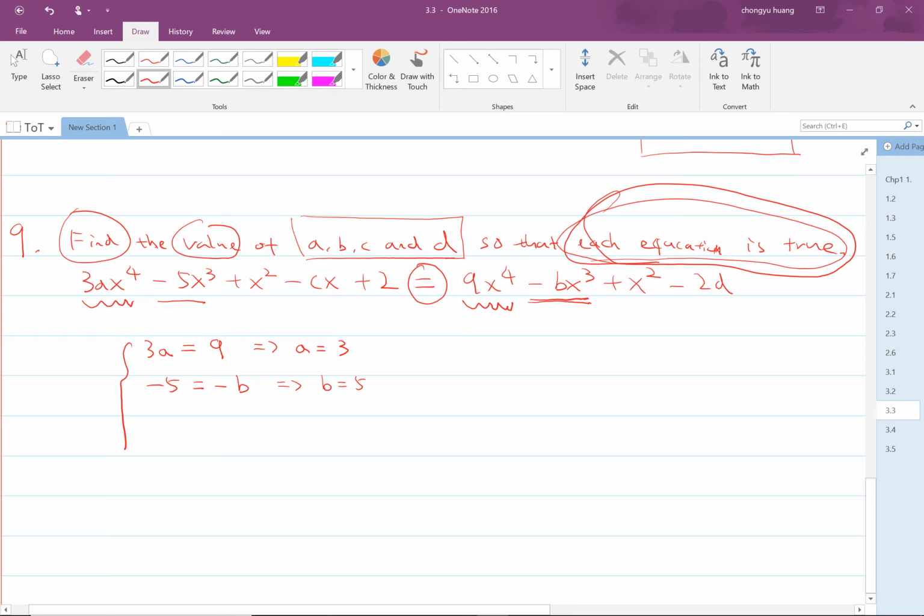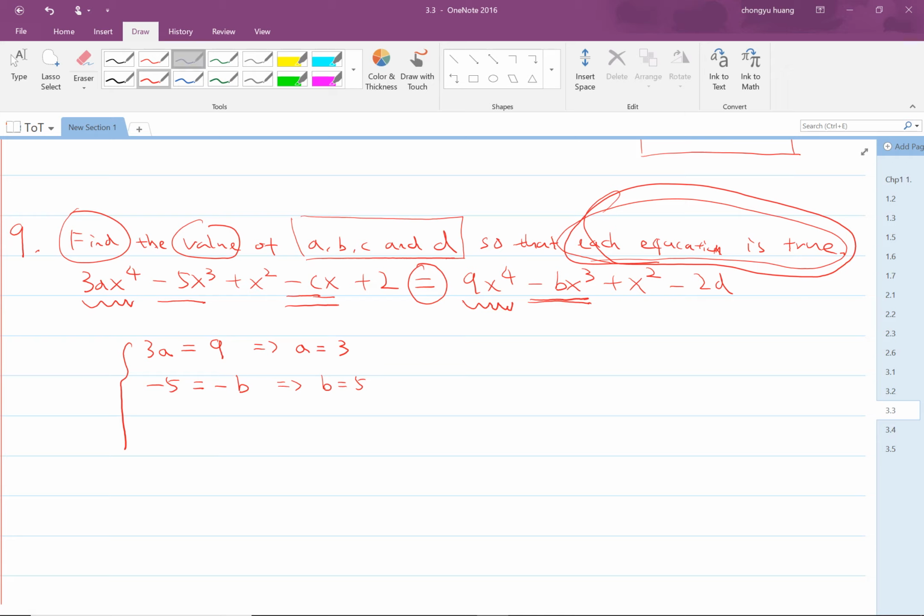We use the same method to find c and d. Now let's focus on finding c. You can see c is on the left hand side, where we have a negative cx, and over here on the right hand side there's no such term.